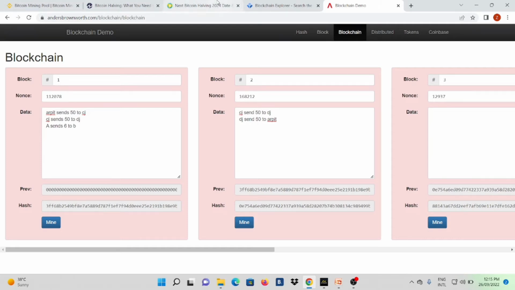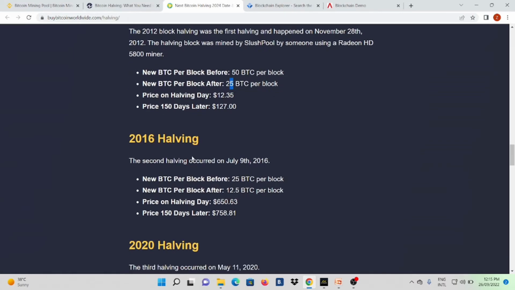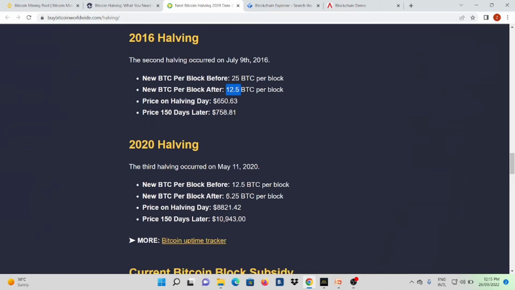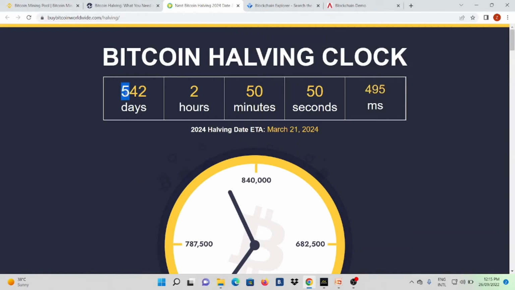But as you can see here, this reward got halved in 2012. So the new reward was 25 Bitcoin. In 2016, when the halving happened, the reward got halved again. So now it's 12.5 Bitcoin. In 2020 also, the halving happened and the reward went to 6.25 Bitcoin. Now in 2024, as you can see, it shows up here that you have 542 days left and the next halving date is approximately March 21, 2024. Once we arrive at this date, the Bitcoin reward will be halved again. That means the miners will only get 3.125 Bitcoin afterwards.